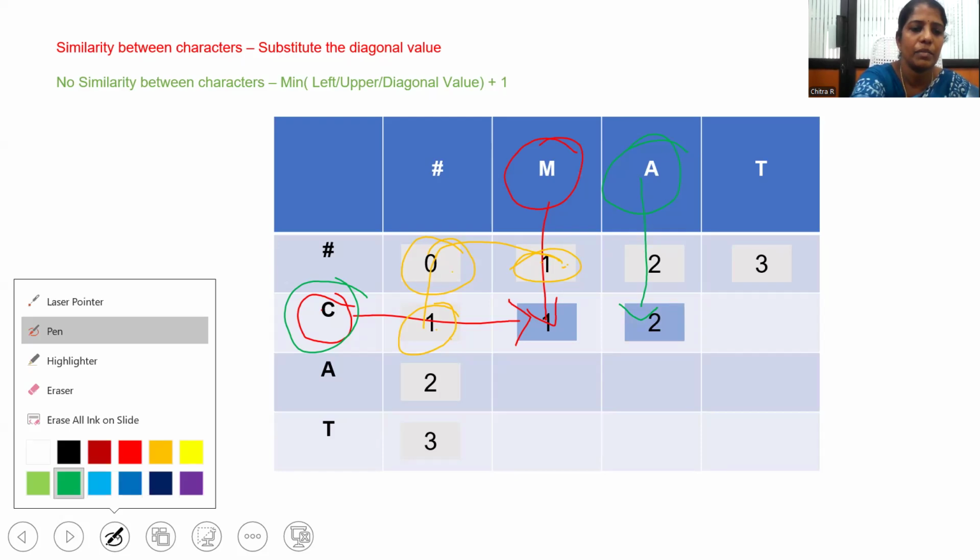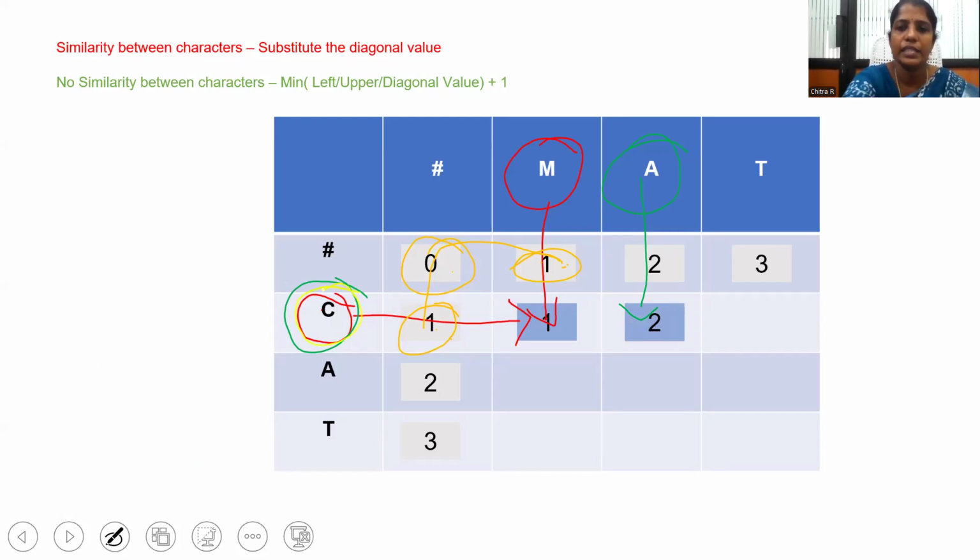Next step is to take the minimum distance between C and T. So this place belongs to this one. What will be the value? Again, see the diagonal value, upper value, and left value. The minimum value is 2. 2 plus 1, the value is 3. In the same manner, fill all the columns. Now I am going to check the minimum value between A and M. Here also substitution is required. So for A and M, find the values 1, 1, 2. What is the minimum value? 1 is the minimum value. So add 1 to the 1. 1 plus 1 equals 2.